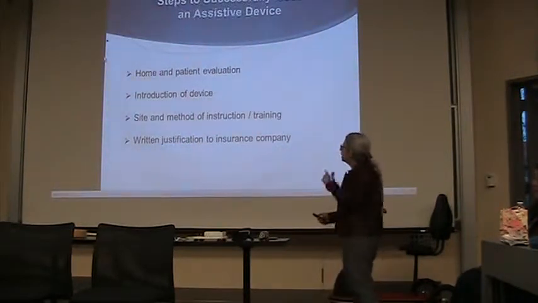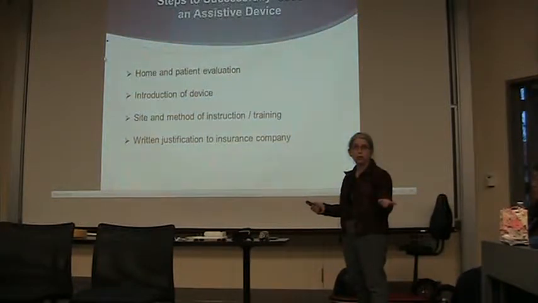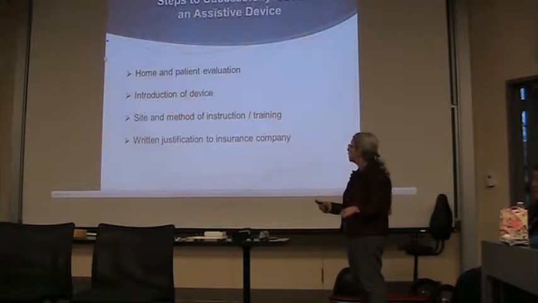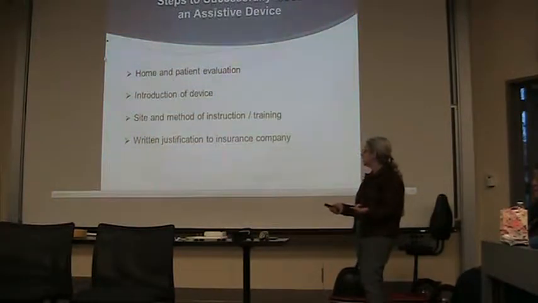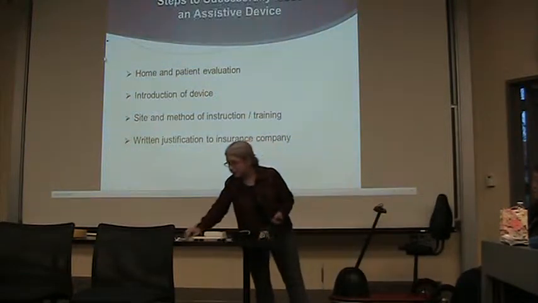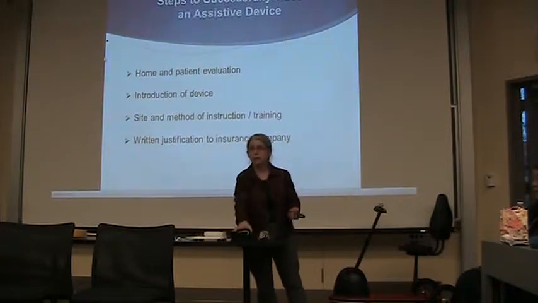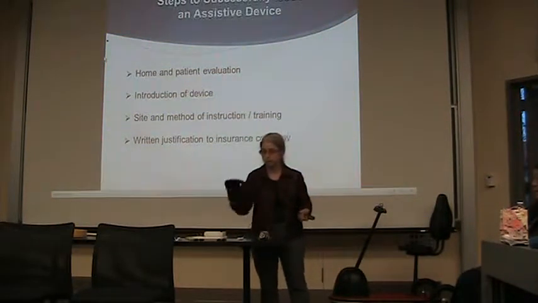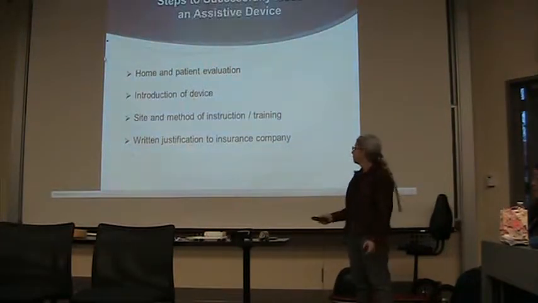So we need to talk about, when we successfully introduce a piece of adaptive equipment, what it is. We need to go and talk to the patient, find out who that patient is, and do a home eval if possible. How do we introduce the device? How do we instruct and train in the device? And what justification do we give the insurance company? Because while this might not cost much, maybe $15, something like this costs several hundred, okay? It may or may not be included in your insurance.